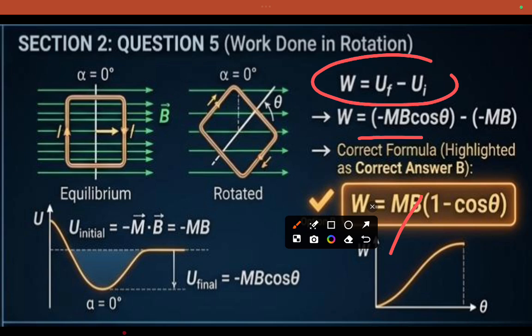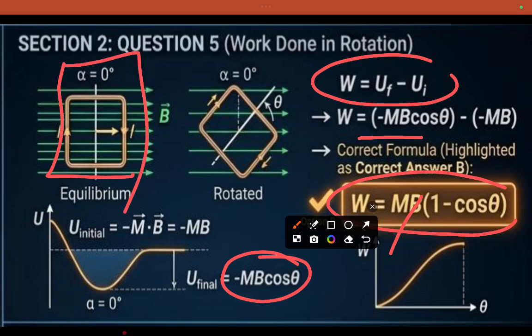Then you will get minus M B, minus of minus, which is M B (1 minus cos theta). The initial angle is 0 and the final angle is theta.